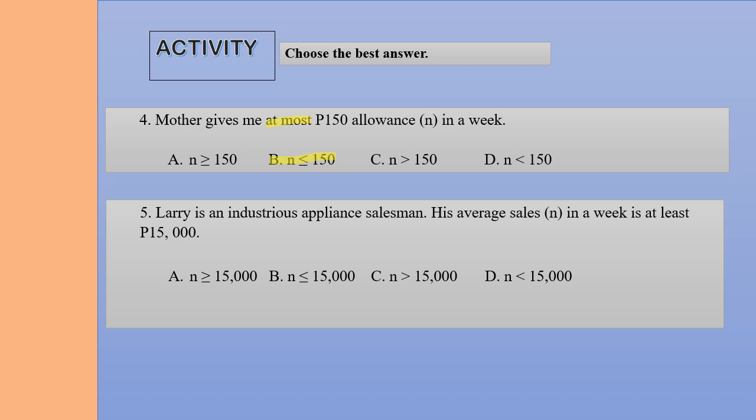Now number five, Larry is an industrious appliance salesman. His average sales in a week is at least 15,000. Since it is the words at least, its symbol must be greater than or equal to. So that is letter A, n is greater than or equal to 15,000.